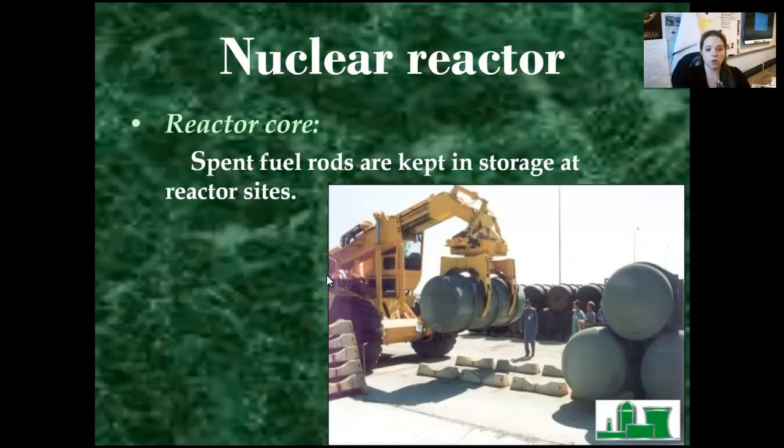So in the core, we have spent fuel rods. That's when they take them out. These are kept at reactor sites because they are radioactive. They have to be placed in special containment.